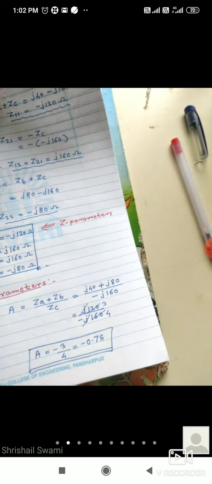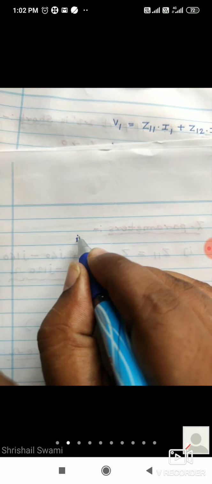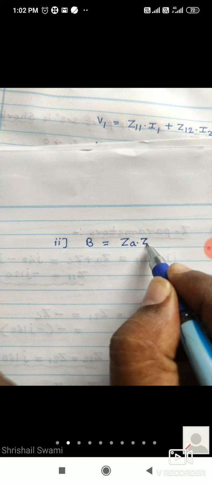B is equal to, yes, that is the sum of product. Okay, so second is B parameter and B म्हणजे काय असतो? Impedance. त्याचं युनिट काय असतो? ओहम. So B is equal to ZA into ZB plus ZB into ZC plus ZC into ZA divided by ZC. So everywhere ZC is the common in the denominator.